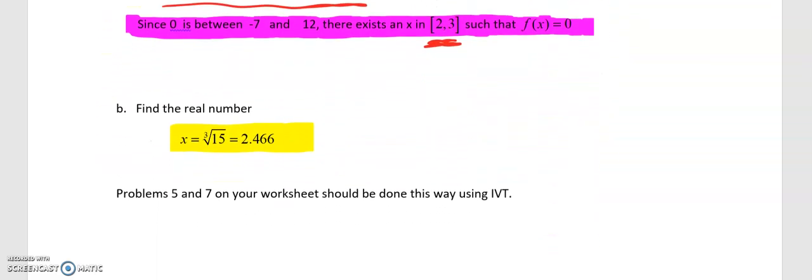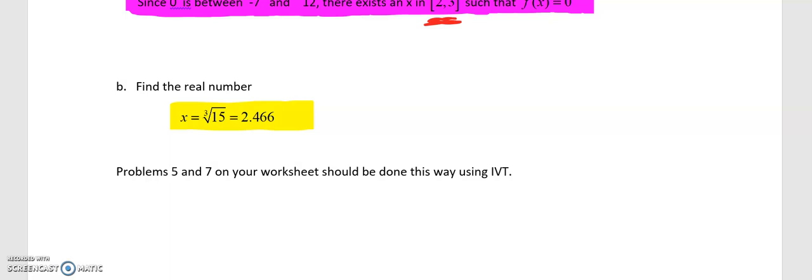All right. Now I put a note here in the end that says problem 5 and 7 on your worksheet should be done this way using IVT. The directions on the worksheet may not be very specific, but on those two problems, we want you to write them out like this as if they were proofs.